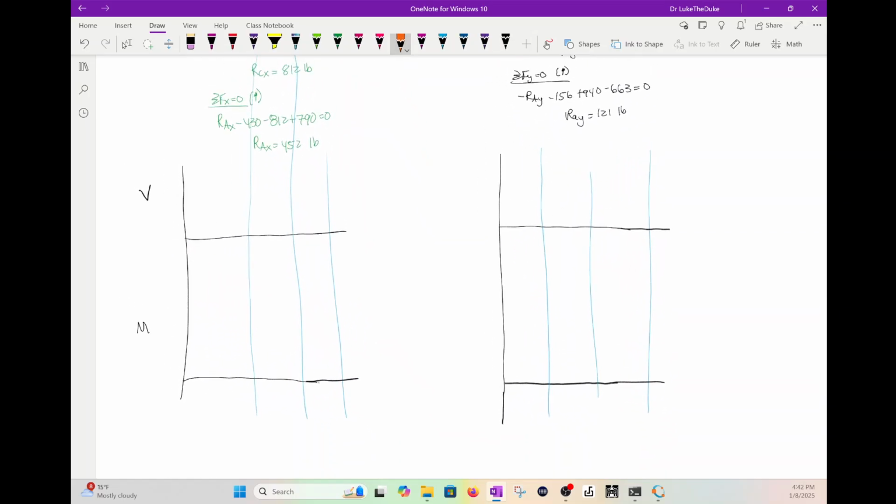Let's do orange. So this is going to go up to 452. Going to go over. This is 452. It's going to go down. This is going to hit 22. It's going to go over. And then we're going to go down to minus 790 because this needs to come back up. There's our shear diagram.